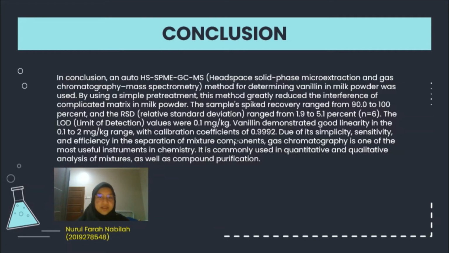The sample spike recovery ranged from 90.0 to 100%, and the relative standard deviation ranged from 1.9 to 5.1%. The limit of detection was 0.1 mg per kg. Vanillin has demonstrated good linearity in the 0.1 to 2 mg per kg range, with a calibration coefficient of 0.992. Gas chromatography is one of the most useful instruments in chemistry because it is simple, sensitive, and efficient in mixture separation. This technique is commonly used in quantitative and qualitative analysis of mixtures, as well as compound purification.